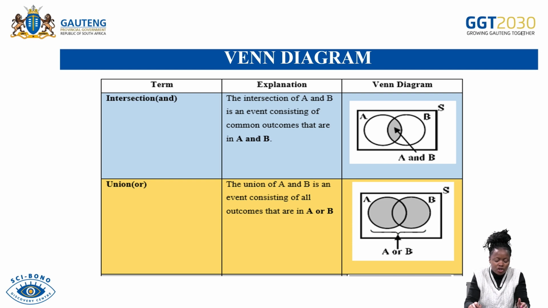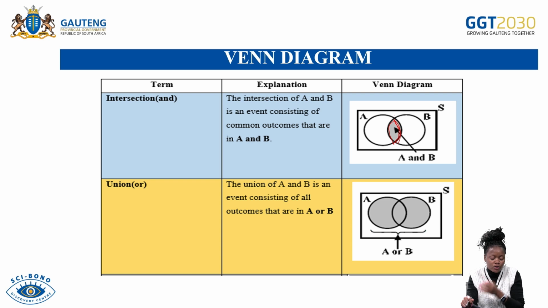We move to the second one. Let's look at intersection. Most of the time when you say intersection, you're talking about "and". Intersection is where the event A and event B intersect. So we say this part is your intersection. Ne? We represent it by "and". When we are calculating, "and" is multiplication and "or" is your addition. So the intersection of A and B is an event consisting of common outcomes that are in A and also in B.